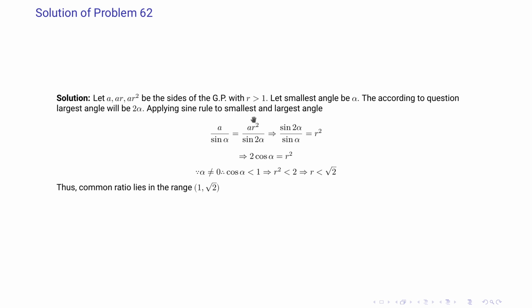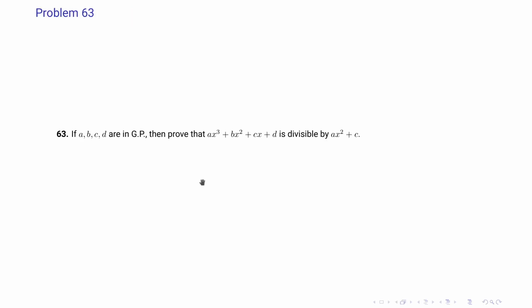So apply the sine rule to the smallest and largest angle. We get a by sine alpha is equal to ar square by sine 2 alpha. That is sine 2 alpha by sine alpha is equal to r square. So 2 cos alpha is equal to r square. Now, since alpha is not equal to 0, cos alpha will be less than 1. That is r square less than 2. So r will be less than square root of 2. Therefore, the common ratio lies in the range (1, square root of 2).